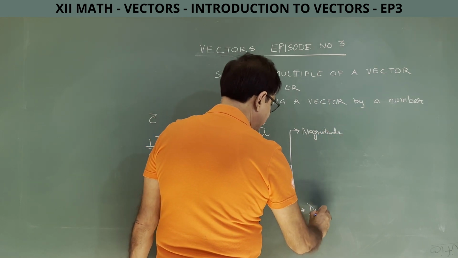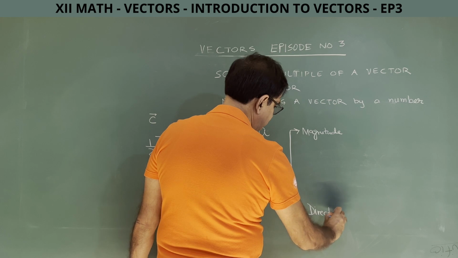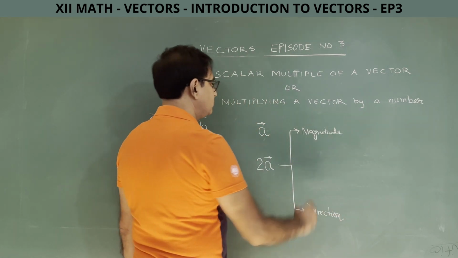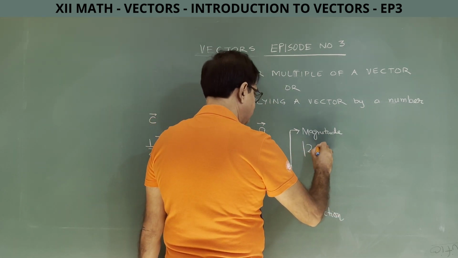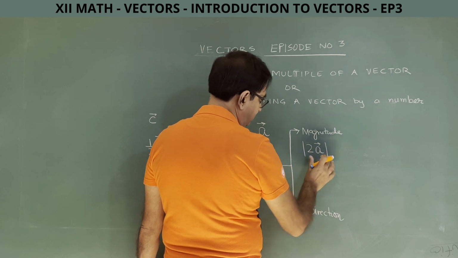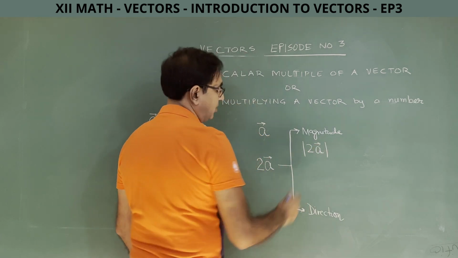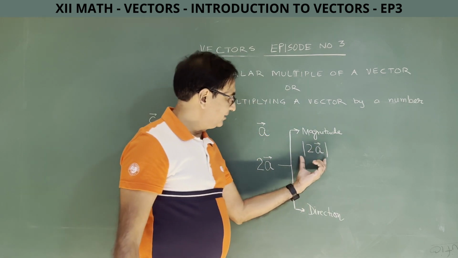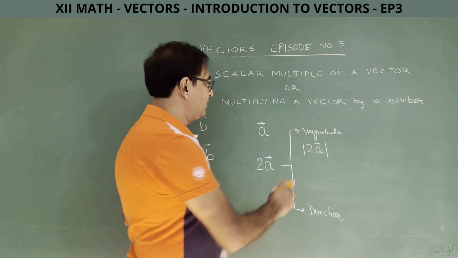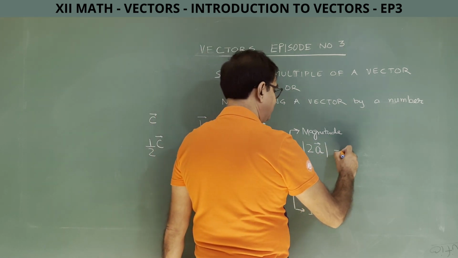And what will be the direction of this vector? Alright. So, magnitude of this vector will be written like this, because these 2 vertical bars, which is the modulus symbol, also represent the magnitude of the vector. So, magnitude of this vector will be mod of 2.